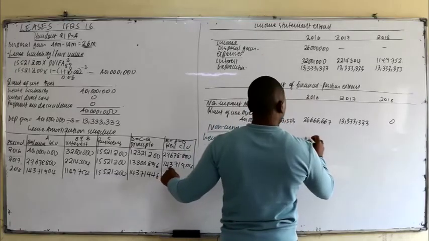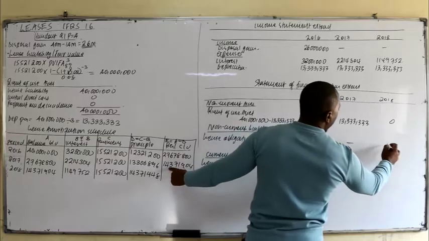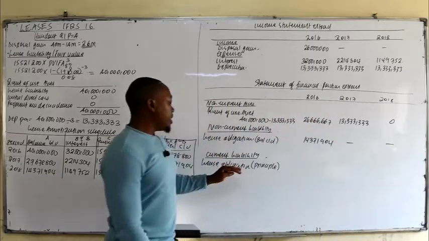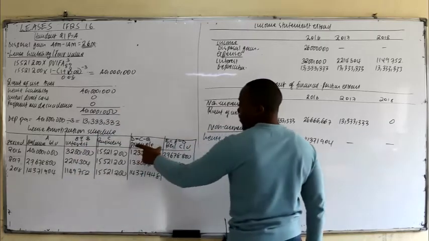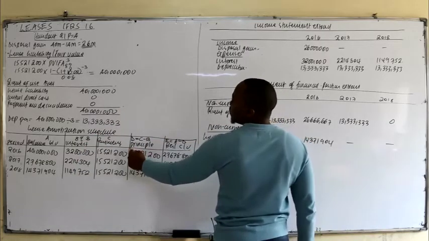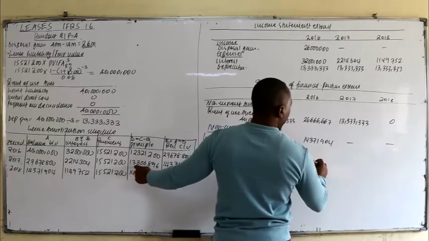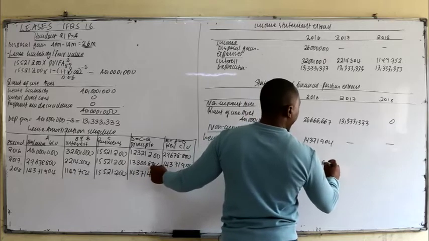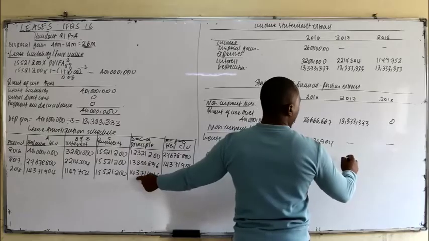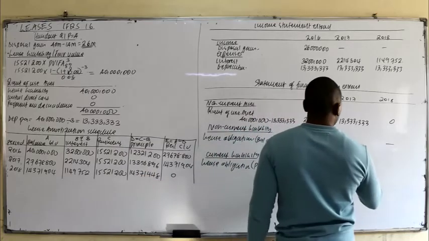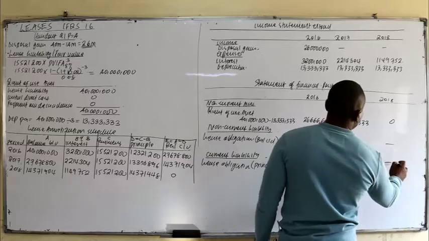You have an amount of 14,371,904. For the current liability, you take the principal. Here you take the principal. So it's a liability. So for 2016, you take for 2017 an amount of 13,306,896. For 2017, you take for 2018, it will be an amount of 14,371,448. What does that mean?